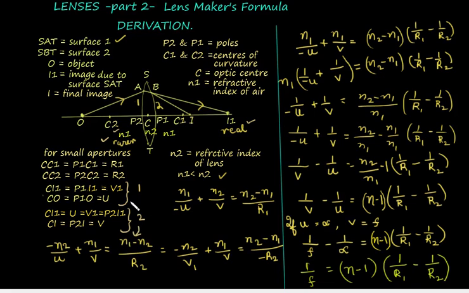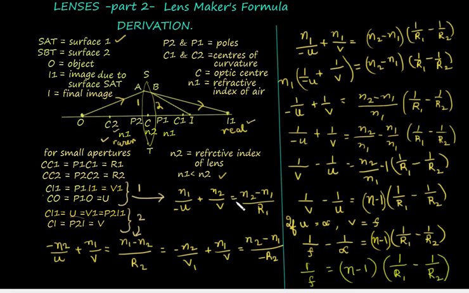We want this expression to be similar to the first expression. So, we just change it, and we also know that this U is equal to V1. So, we write it as negative N2 by V1 plus N1 by V is equal to N2 minus N1 by negative R2. We have inverted these two, so we add a negative here.